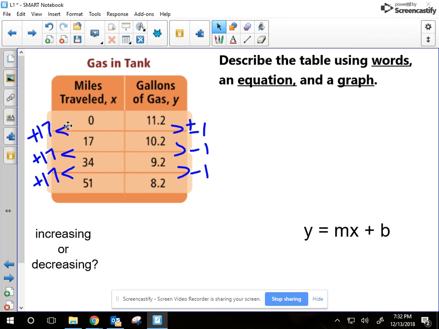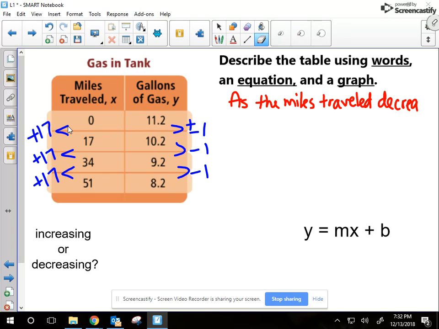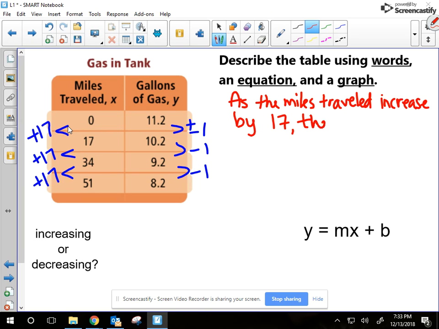So when we use words to describe that, we would say that as the miles traveled increase by 17, the result of that is that the gallons of gas decrease by 1.